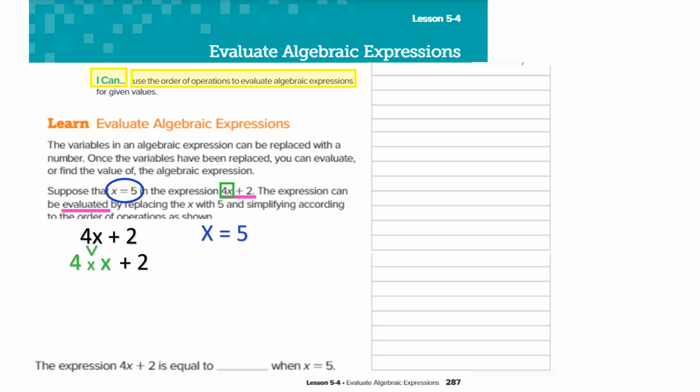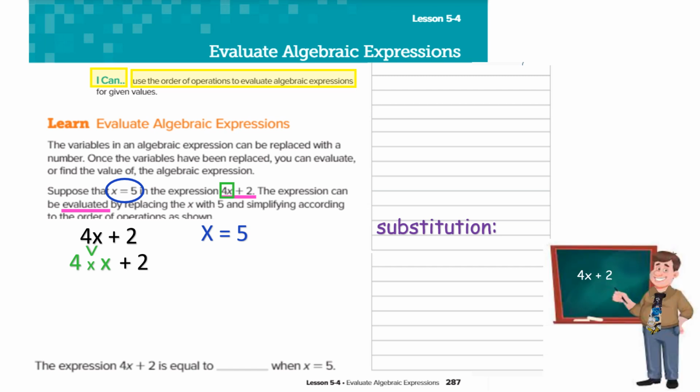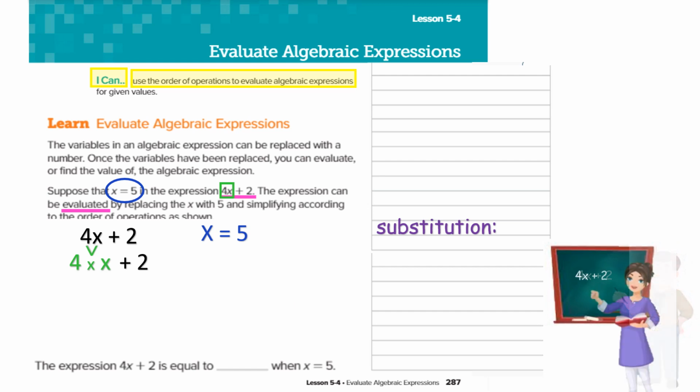So this x being 5, we call that substitution. Now, in the same way that we know what a substitute is, right? If I'm not here to teach for the day or to teach a math lesson or have a meeting or something, and we get someone to come in and do it for me, then I have a substitute. So we're being told that x has a substitution of 5, or that we're simply going to put the 5 in place of the x.